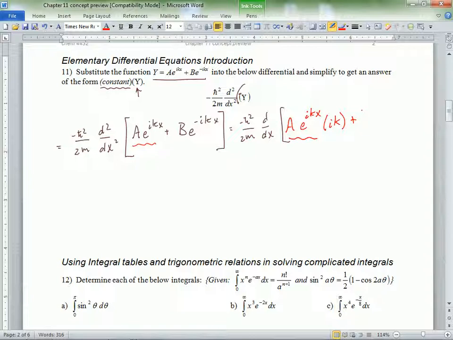Same for b, just negative. Exactly. Just get it right: b e to the ikx. It's supposed to be negative, right? Negative ik. So the derivative of the exponential is just the exponential again. Now we've got to take our second derivative.